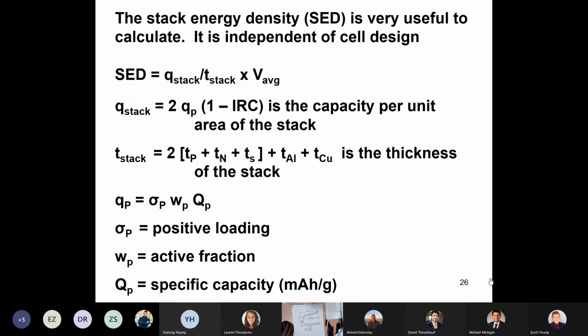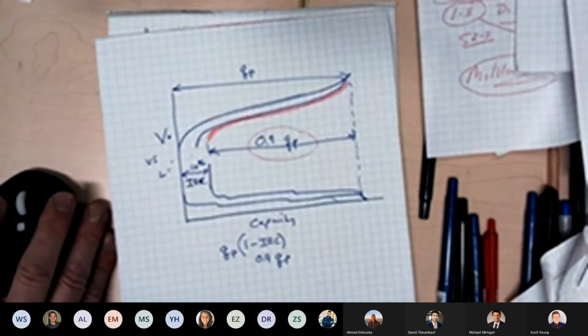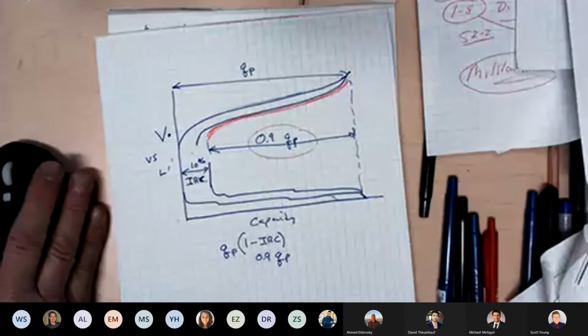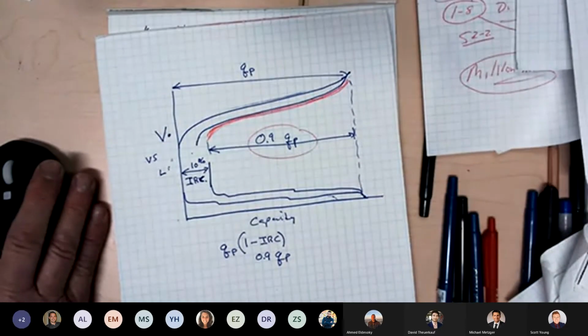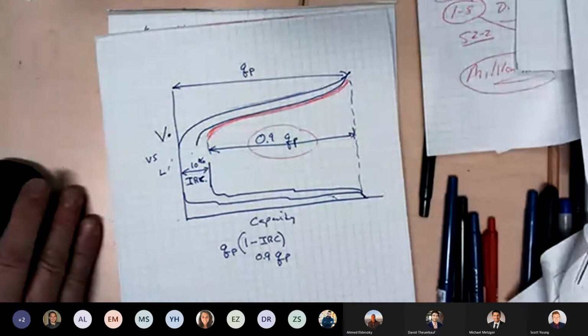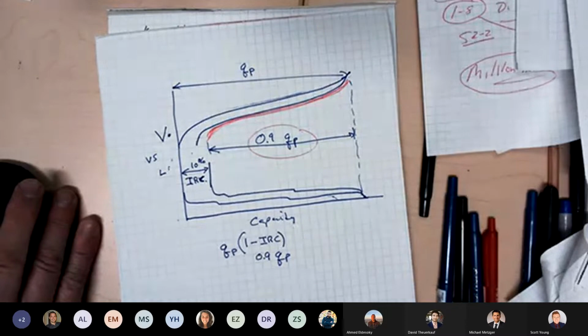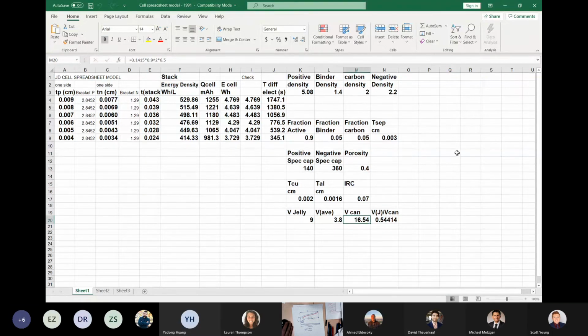So I'm going to switch over to an Excel spreadsheet now, and we'll have a look at that. So let me share that screen. Okay. Can you see my Excel spreadsheet here?